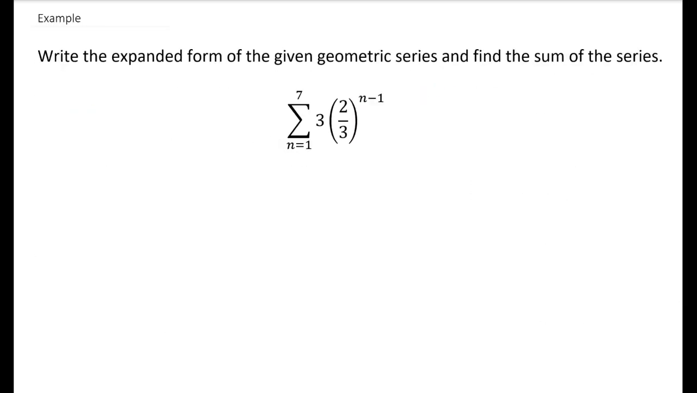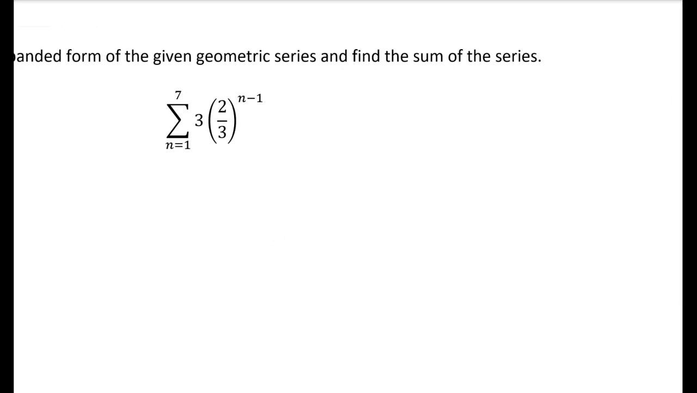Okay, so we're going to do an example. Write the expanded form of the given geometric series and find the sum of the series. So we're given the sigma form. We want to figure out what the expanded form is, and then we want to use the formula to find the actual sum. So we're doing the right two things in the previous slide. Okay, so we got the sigma. So what does this sigma mean?